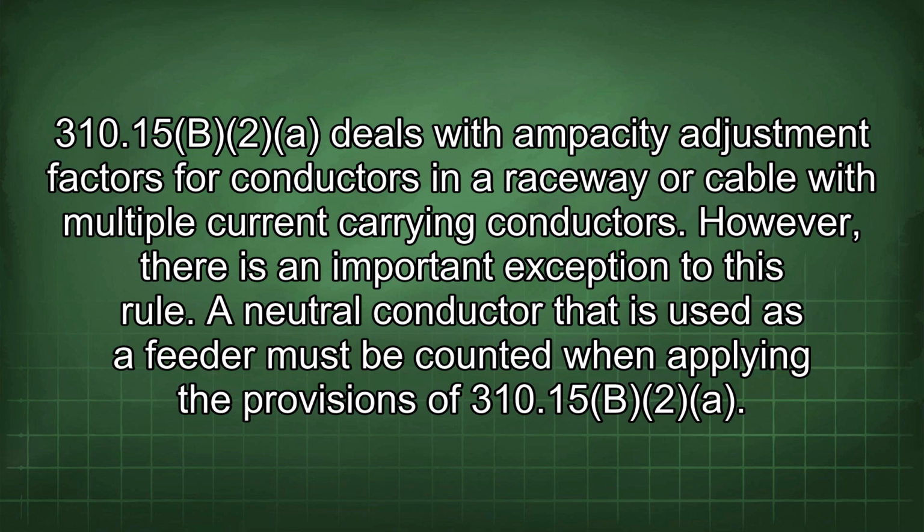310.15(B)(2) deals with ampacity adjustment factors for conductors in a raceway or cable with multiple current-carrying conductors. However, there is an important exception to this rule. A neutral conductor that is used as a feeder must be counted when applying the provisions of 310.15(B)(2).